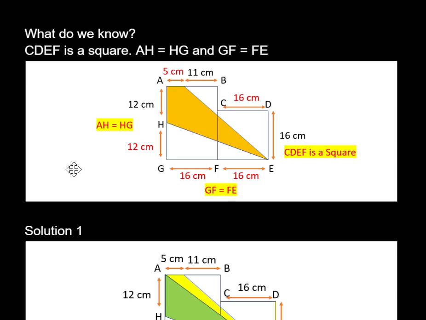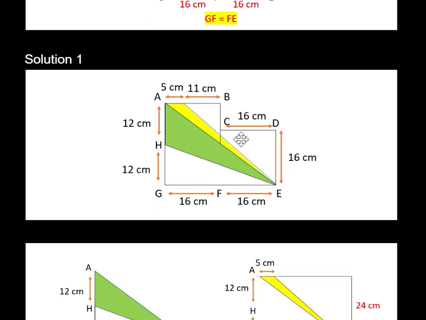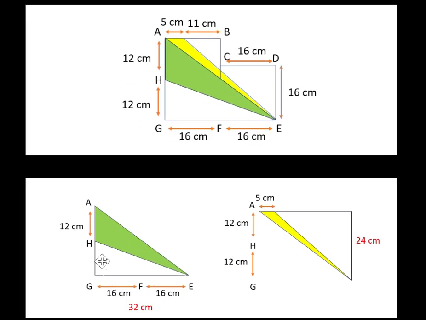Okay. Now let's solve the problem. With all the dimensions, now we have two ways to solve the problem itself. The first method is I'm going to draw a line cutting across A and E. So I join this line and divide the shape into two triangles, a green triangle and a yellow triangle. Okay, so this is what it looks like after I cut it.